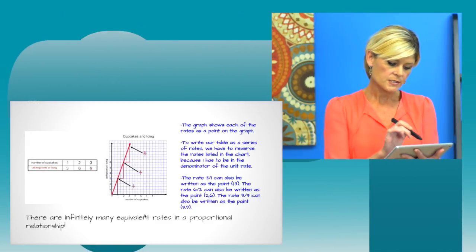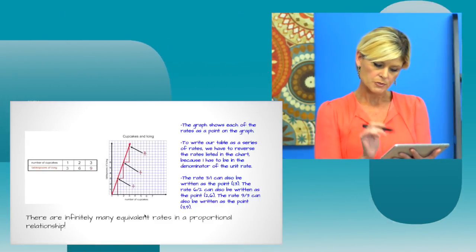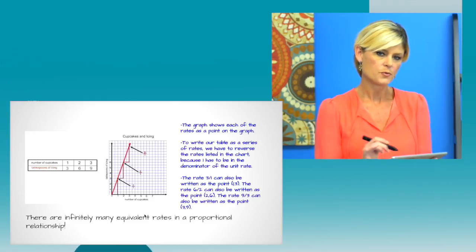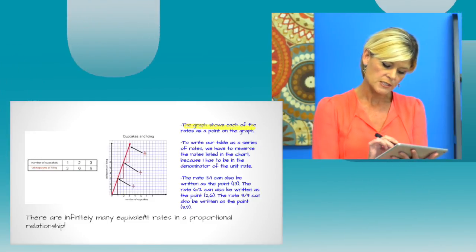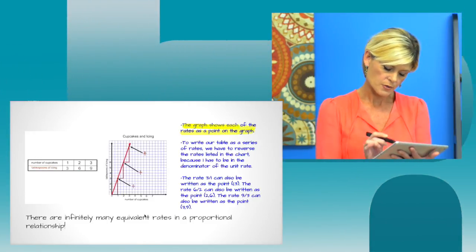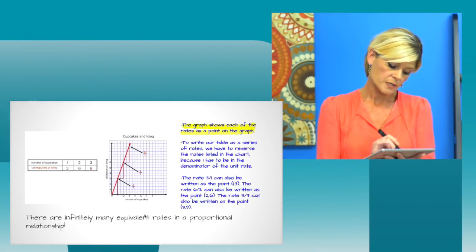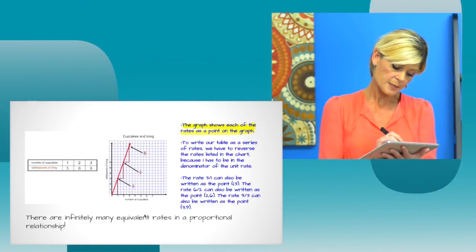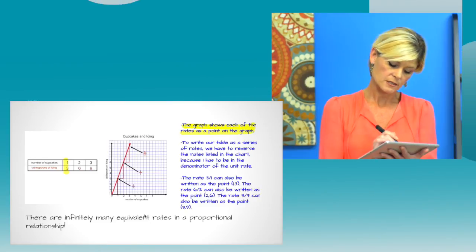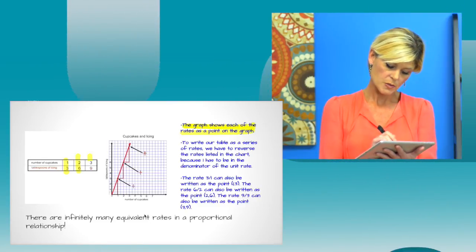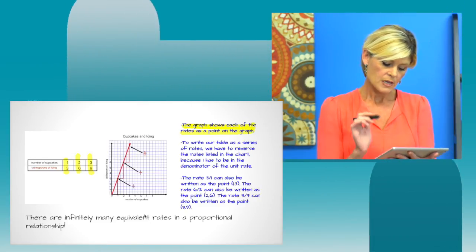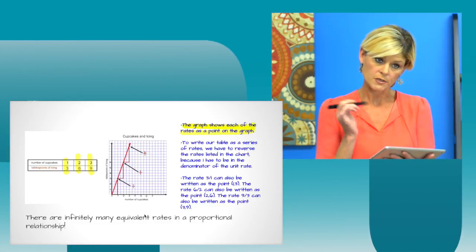Okay, so this graph, and I'll just read what I've got in blue to make sure we hit on every single point that's important. The graph shows each of the rates as a point on the graph. So remember, for one cupcake was 3 tablespoons of icing, 2 to 6, 3 to 9, okay? And we can put those as points on our graph.